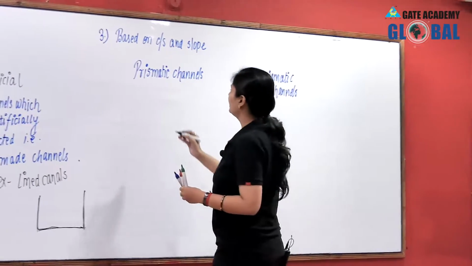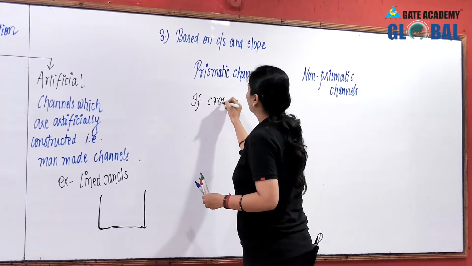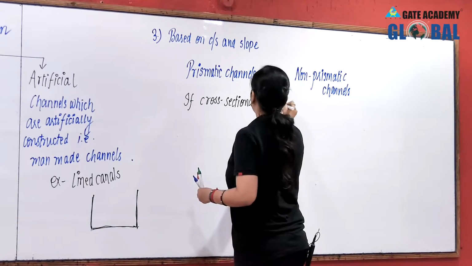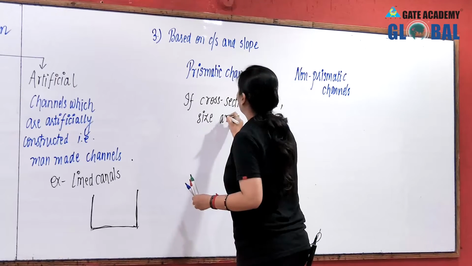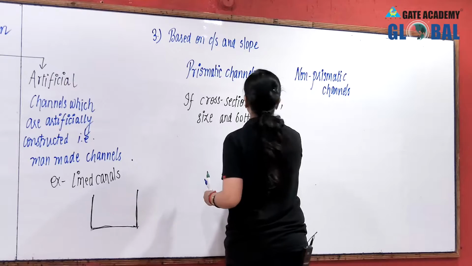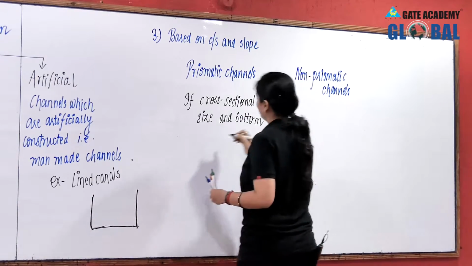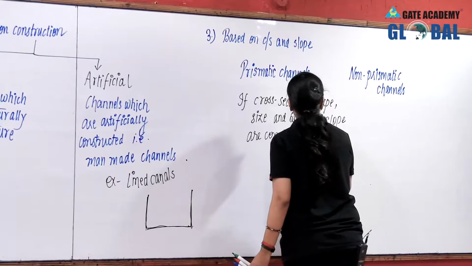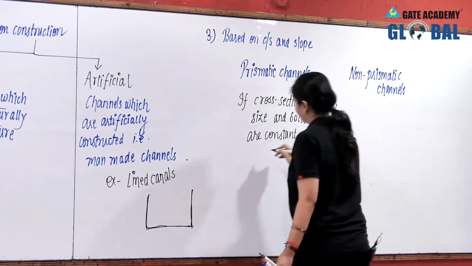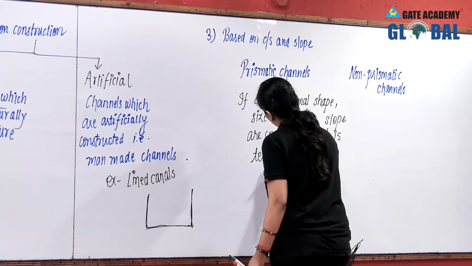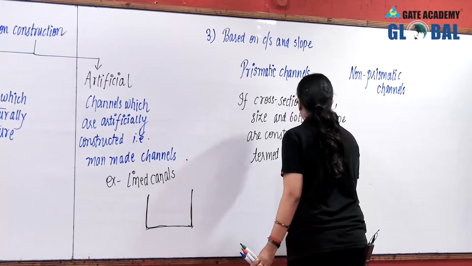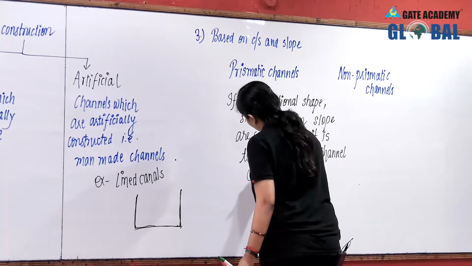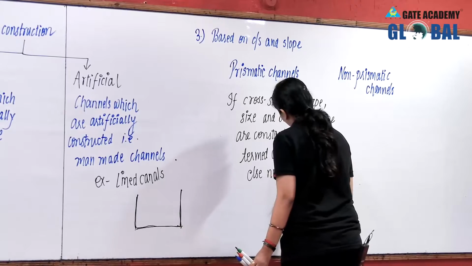Fine. So I can write: if cross-sectional shape, size and bottom slope, or you can say bed slope, are constant, then it is termed as prismatic channels, else non-prismatic channel.